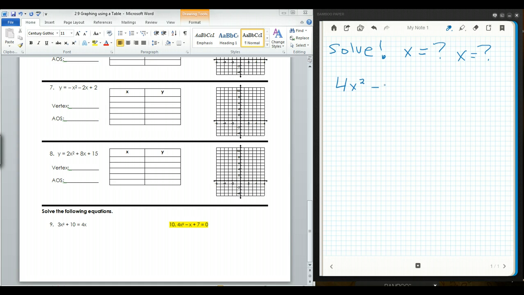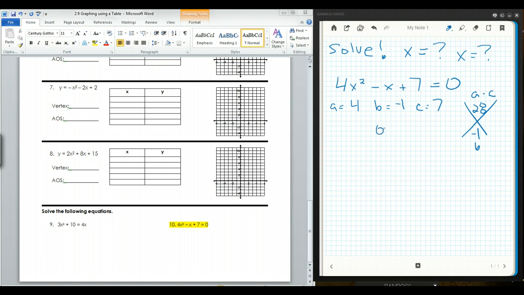I'll go ahead and rewrite our number 10 here, 4x squared minus x plus 7, set it equal to 0, and again I'll label a, b, and c. Remember, we're dealing with ax squared plus bx plus c. So a is 4, b is negative 1, and c is 7. I can do my diamond here, where I've got a times c on the top and b on the bottom. 4 times 7 gives us 28, and b is negative 1.